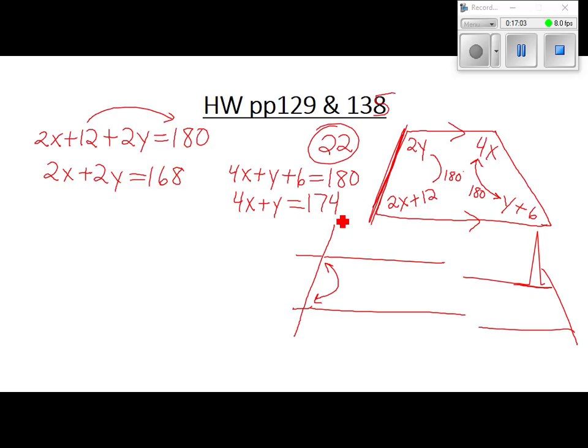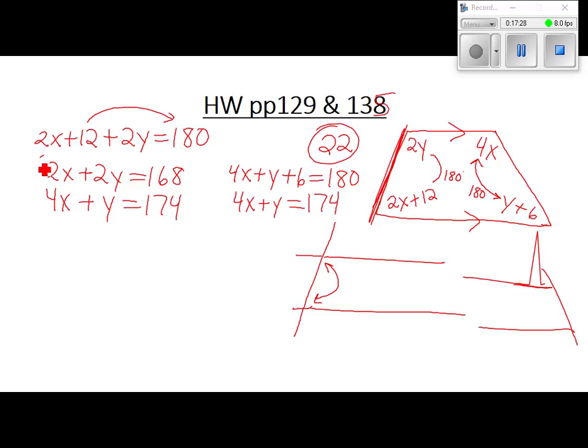Then we just do a few of these problems on page like 123 or 124, where we have systems of equations. So let's match them up over here. We got 4x plus y equals 174. We want either the x's or the y's to be opposites of each other. Pick a variable, x or y. Times the top equation by -2.